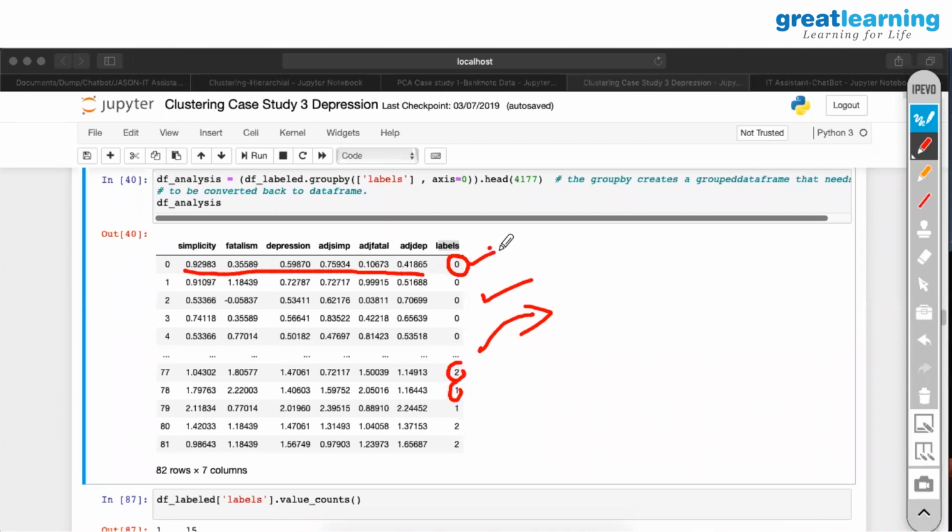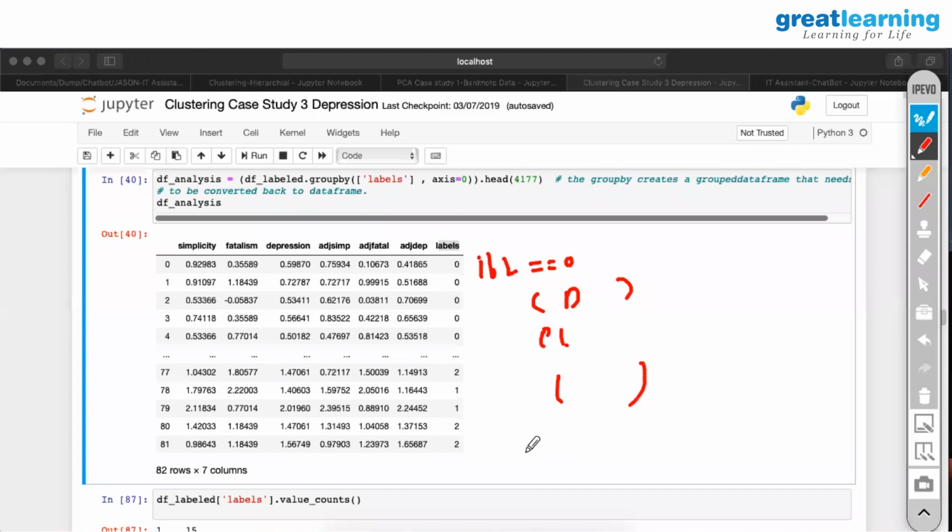Again, it is not necessary that 0 will be low level. No, you can name whatever you want. So post this, if you want to automate it more, you can write one more code saying that if label equal to 0, then change it to, say, depressed patient. Else, say not depressed patient, something like that. Whatever you want, you can label this 0s, 1s, and 2s. Okay? Any confusions, guys?